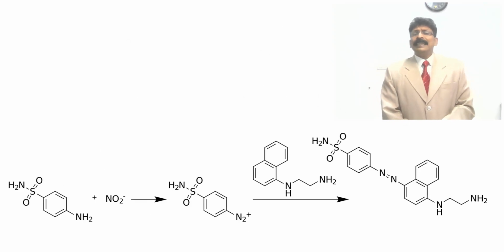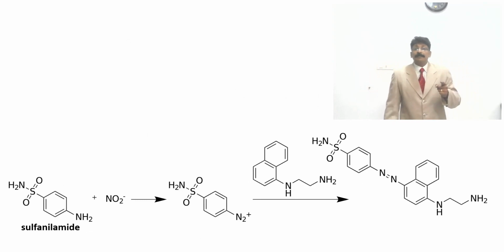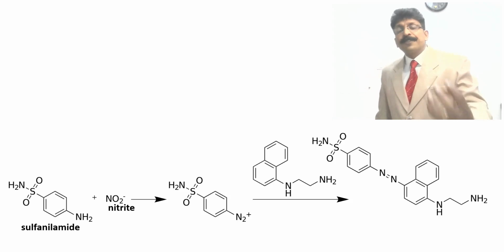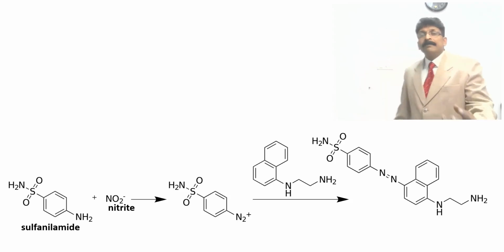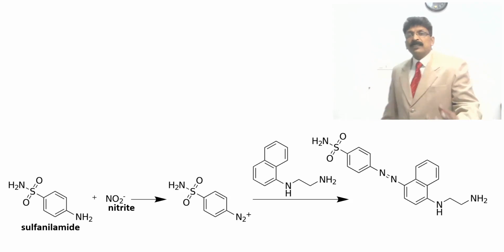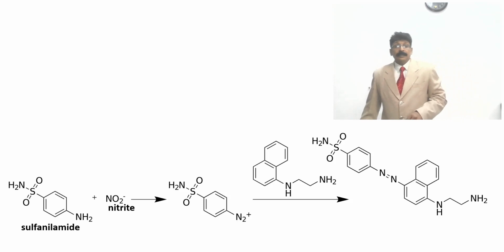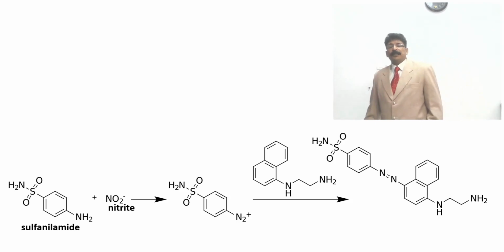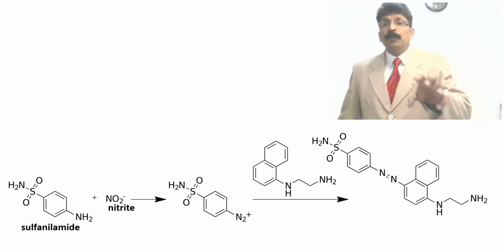And this is the reaction which is taking place. The first one is sulfanilamide, which reacts with the nitrite produced from sodium nitroprusside. This will be inhibited by the antioxidant effect of your standard and of your sample which you are using. Understand?